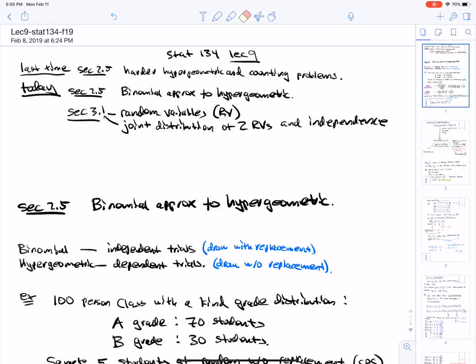Hello, it's Stat 134, Lecture 9. So last time we did some harder hypergeometric and counting problems from section 2.5. We're going to finish section 2.5 today, talking about the binomial approximation to hypergeometric. And then we're diving into chapter 3, which is about random variables and joint distribution of two random variables and independence.